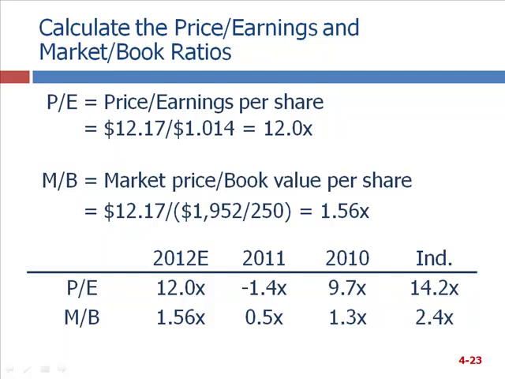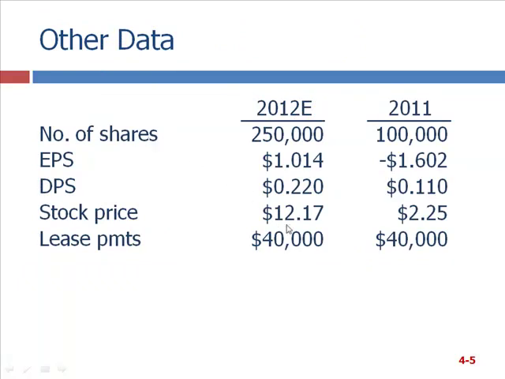Alright, the last category of ratios here refers to the company's market value compared to various financial statement data. So in these last two ratios, we've got the price earnings ratio and the market to book ratio. In both cases, the numerator is the same. In both cases, the numerator is the market price of the stock, $12.17. That figure is actually given in the data section next to the income statement, other data, 1217.